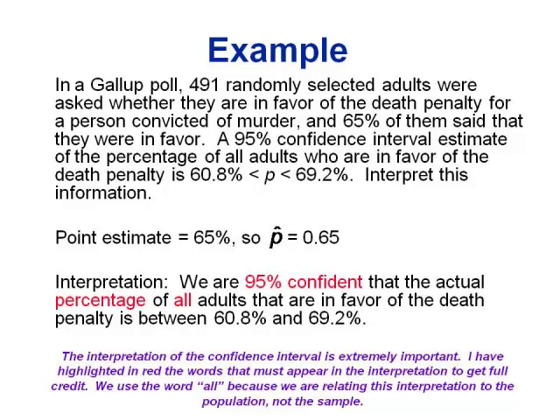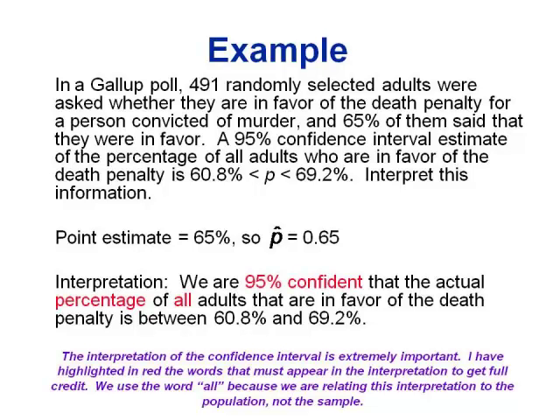So that means we are 95% sure that the actual percentage for all adults, meaning the population, is pretty sure that for all adults, the percentage in favor of the death penalty would probably not be exactly 65%, but probably between 60.8% and 69.2%.